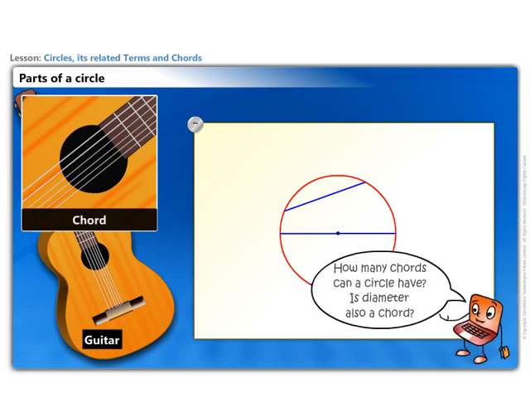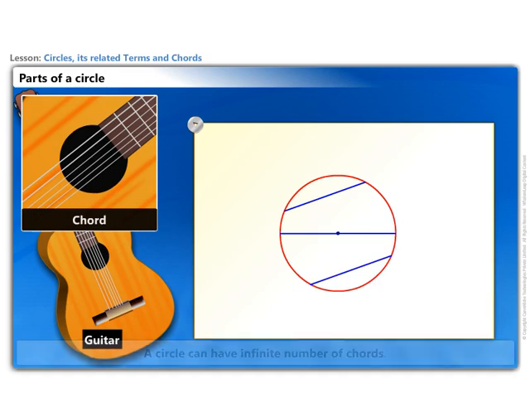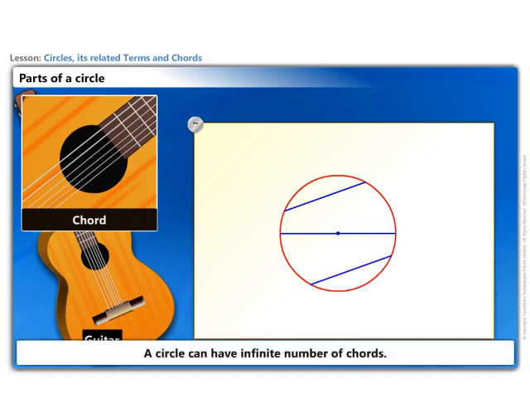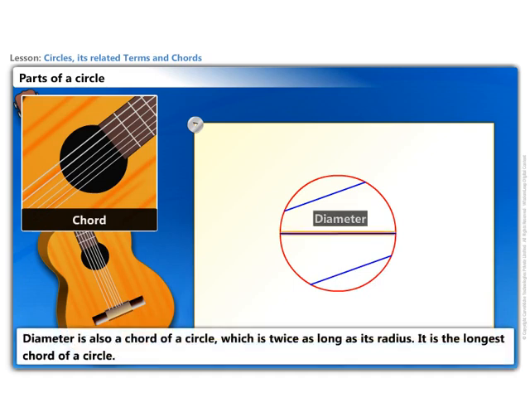How many chords can a circle have? Is diameter also a chord? A circle can have an infinite number of chords. Diameter is also a chord of a circle, which is twice as long as its radius. It is the longest chord of a circle.